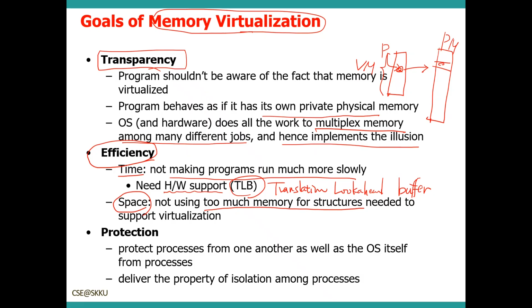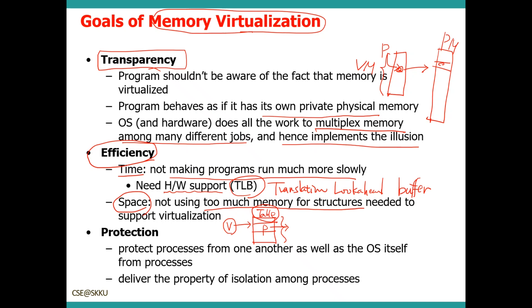Generally for address translation, the operating system must manage some mapping table, a translation table. For a virtual address, it can provide the physical address value. So it must maintain this table. This table will occupy some memory space. Okay, so this space overhead also must be considered. This table must not be too large.